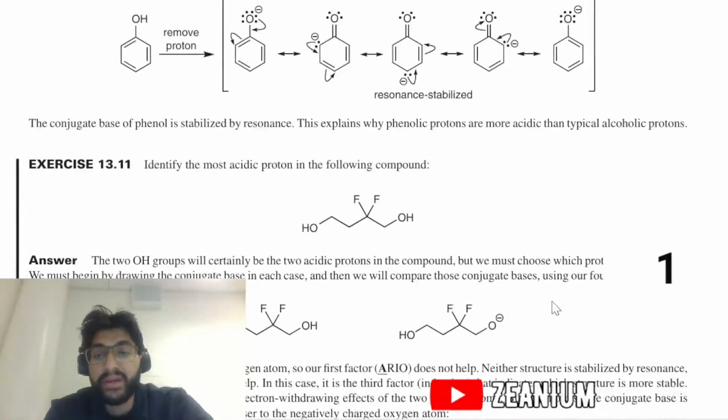The conjugate base of phenol is stabilized by resonance. This explains why phenolic protons are more acidic than typical alcohol protons. Find the most acidic proton in the following compound.